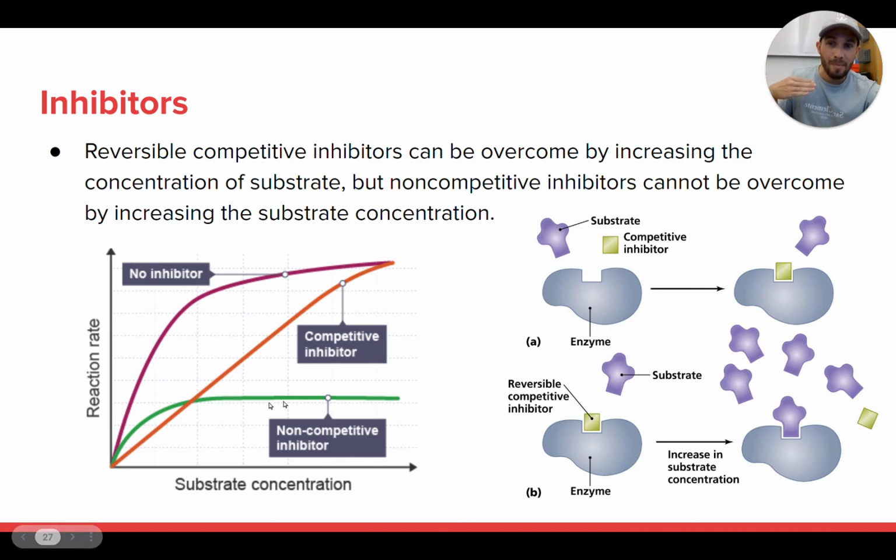So the reaction's still happening, just slowly, because there's these inhibitors getting in the way. And it just kind of sucks. You can't do anything about it because these non-competitive inhibitors, you can't outcompete them by adding more substrate. I hope that kind of makes sense, and the difference between competitive and non-competitive inhibitors, and how the concentration of the substrate can overcome competitive inhibitors, but not really overcome non-competitive inhibitors from affecting the enzyme and its activity.